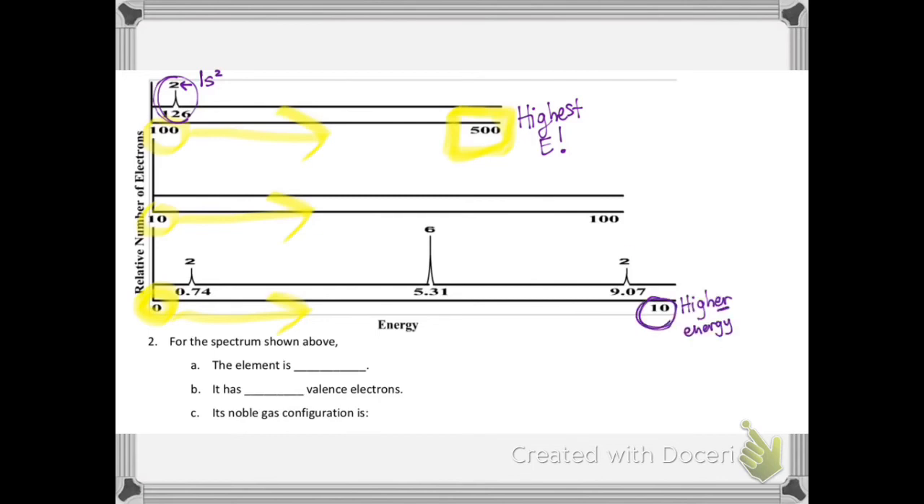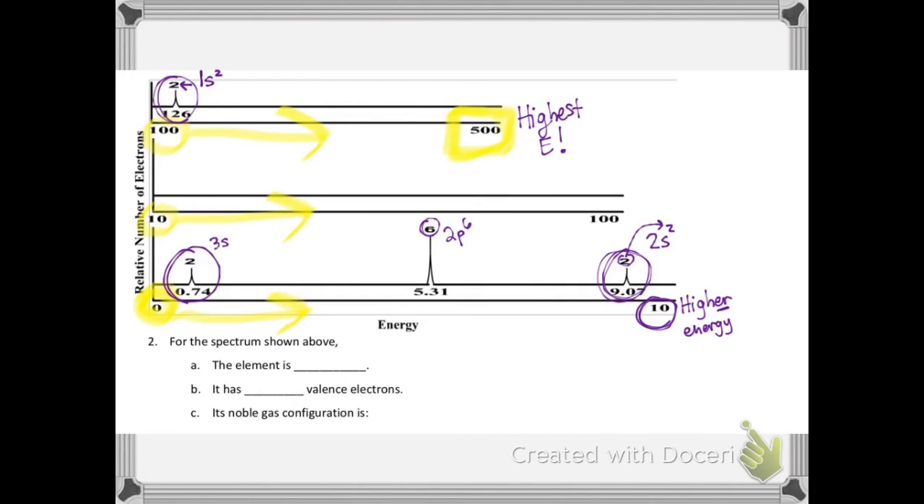So that means this lovely little peak over here must be your 2s electron, your 2s sublevel with 2 electrons in it. So next, after 2s, of course, would come 2p. And hey, look, it's got all 6 electrons. And then last but not least, the lowest energy peak that we have, this must be the highest energy sublevel.